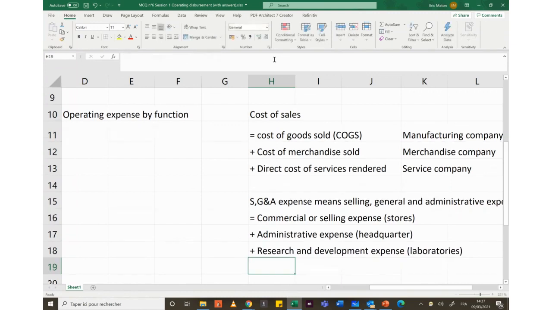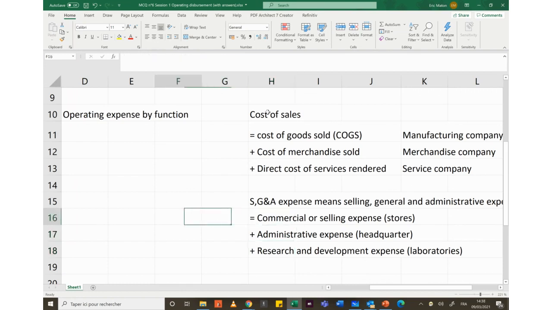So when we say we have operating expenses by function, we have 4 functions. One is about the production, cost of goods sold. One is about the commercial expense. One is about the administrative expense. And the last one is the research and development expense. So we have the 4 functions.